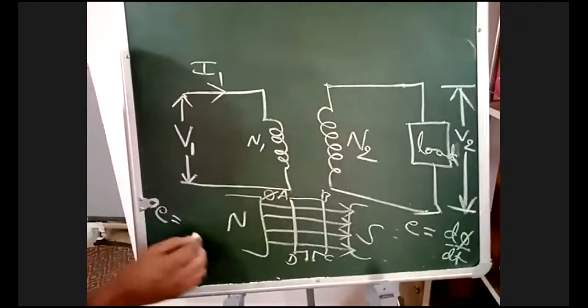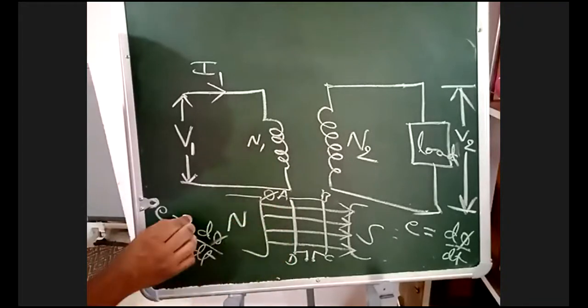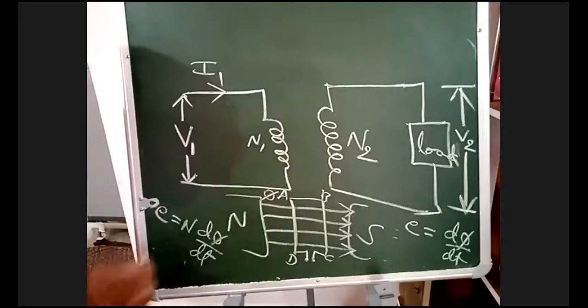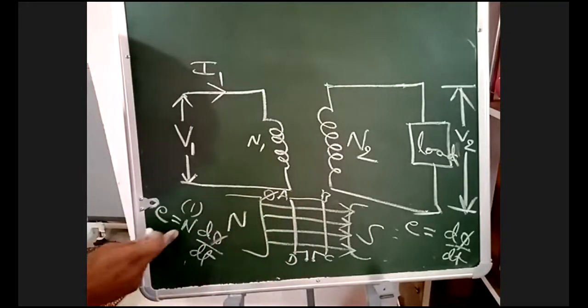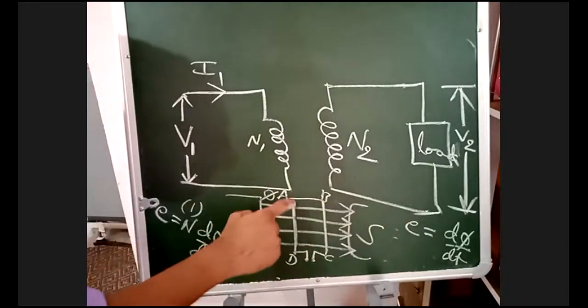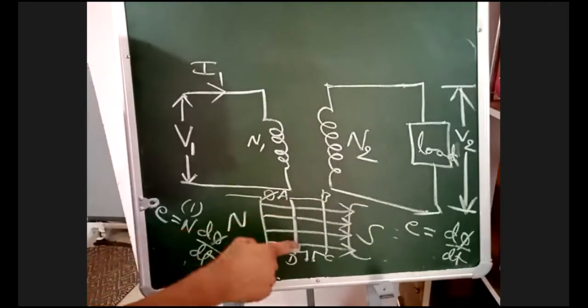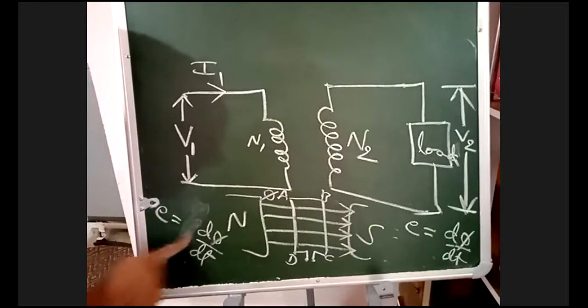E is equal to d phi by dt. Let us take this is only one turn, N equal to one turn. Otherwise E is equal to N into d phi by dt. This is ABCD, I am taking it as one turn, N equal to 1, that's why I have not taken N there. N is the number of turns of this coil, copper coil.